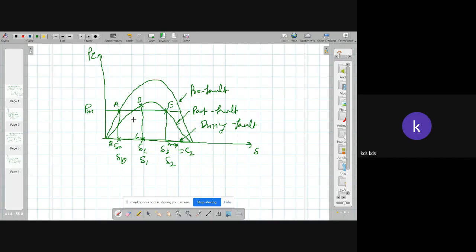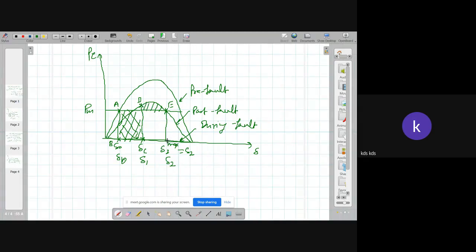The accelerating area is A1. So accelerating area A1 is like this. This whole is the accelerating area, right? This whole is the accelerating area between the mechanical input and the electrical output, between pre-fault and during fault. And then the decelerating area is this one.